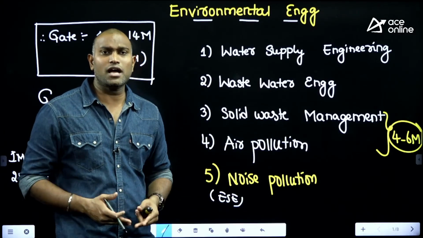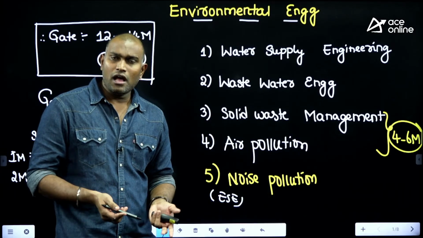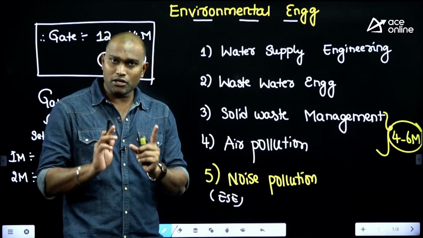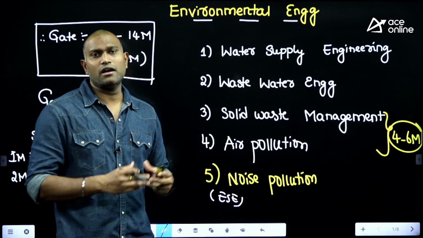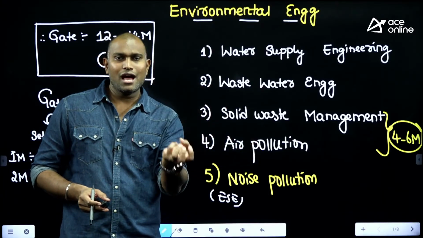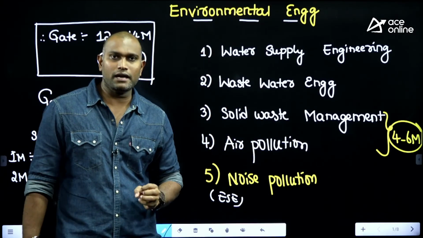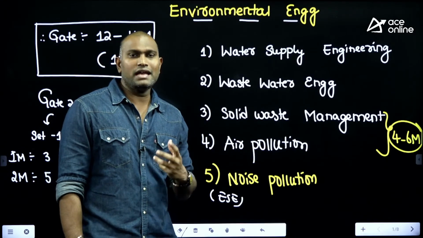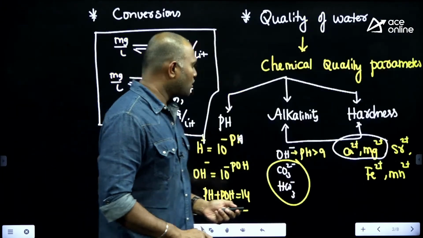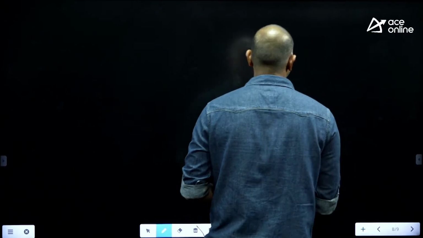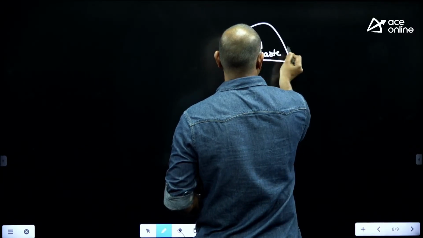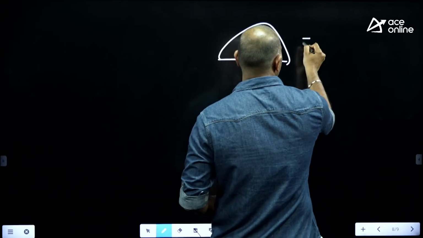And how you are going to dispose of the solid waste, either by landfilling, composting, open dumping, incineration, pyrolysis, or pulverization. But if a numerical comes, as in the recent GATE 2023 paper, it asks: if you burn that solid waste, how much energy is going to be liberated, that is, the calorific value of the waste. If you burn 1 kg of any solid waste, how much energy is liberated?